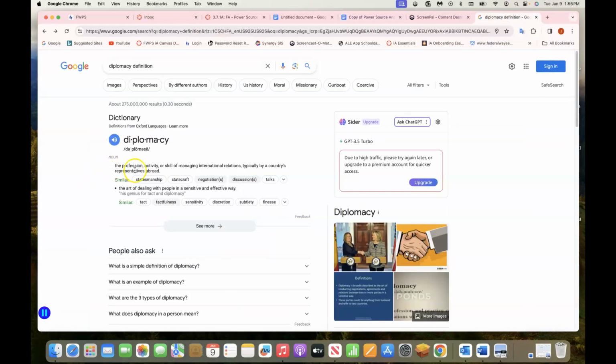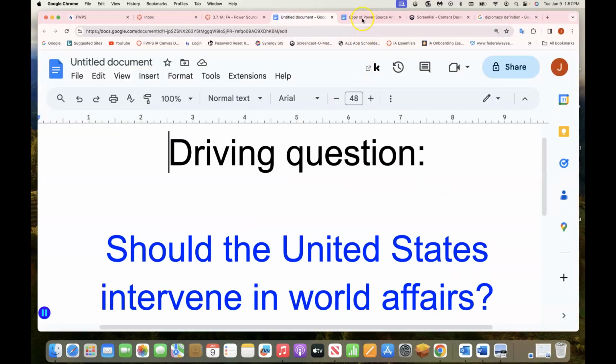Diplomacy: the profession, activity, or skill of managing international relations, typically by a country's representatives abroad. So the United States has people in government that we send to other countries to have conversations, to make decisions about our relationships with each other. Okay, so that is diplomacy.